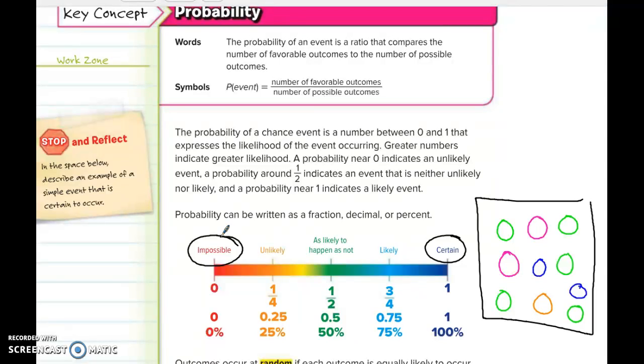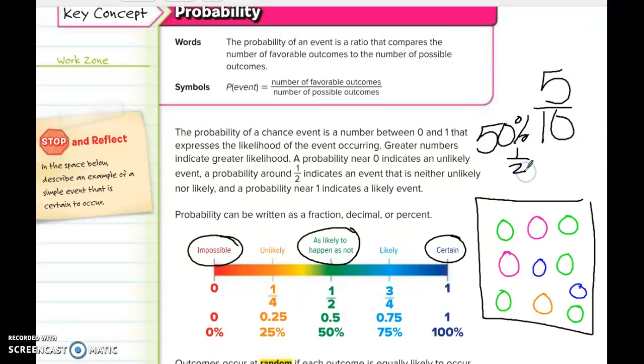If we go to the middle, when it says as likely to happen as not, I have 10 total marbles in this bag. So my total again goes on bottom. I have 10 total marbles, and 5 of them are green. So 5 out of the 10 marbles are green. So I have a 50% chance, or 1/2 odds, of picking a green marble. So that's as likely to happen as not.